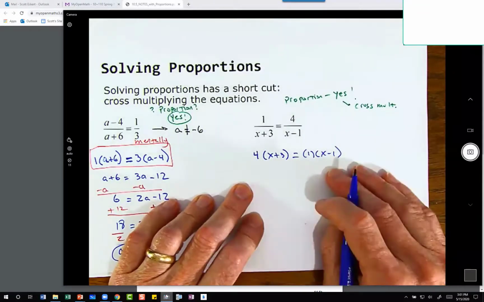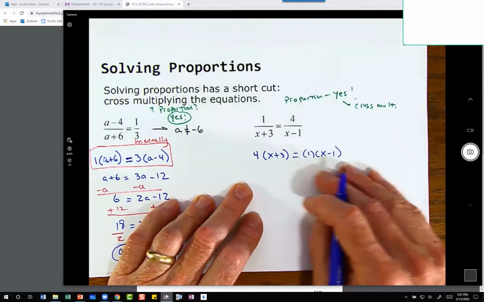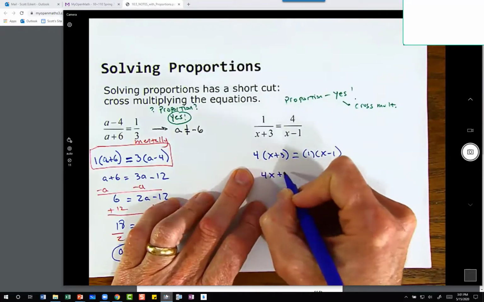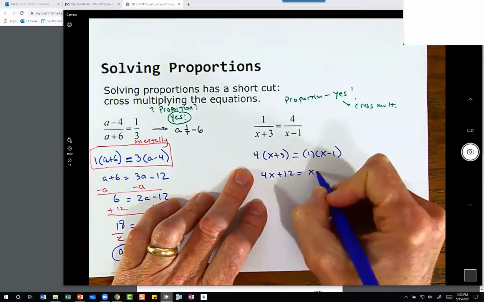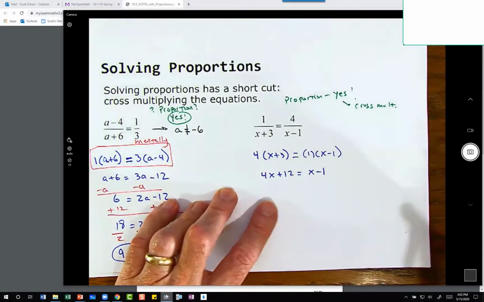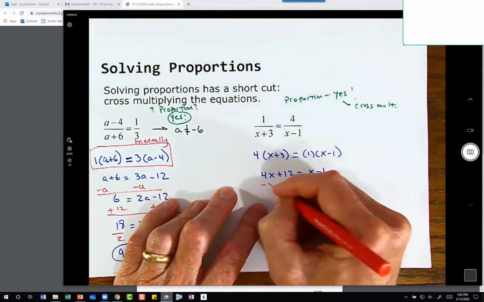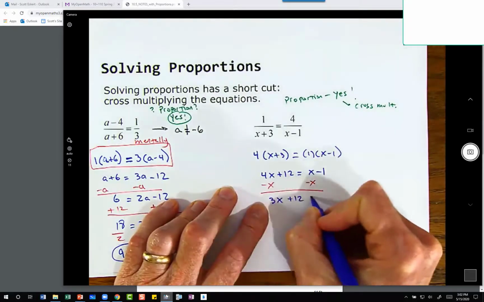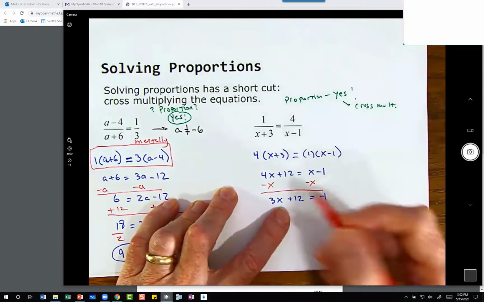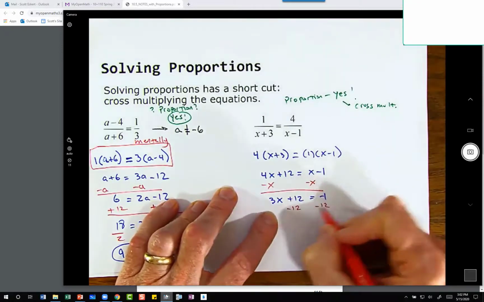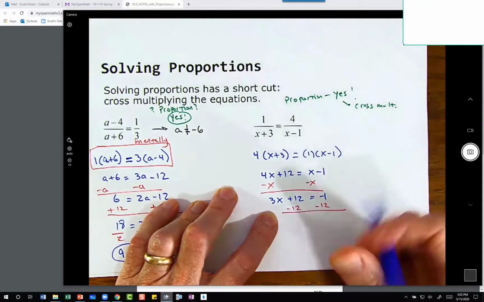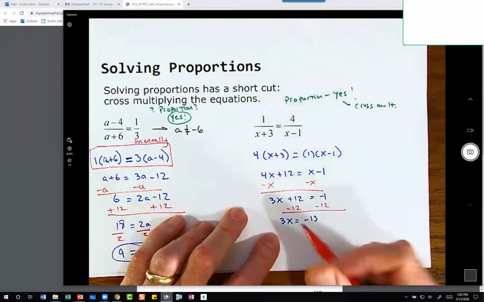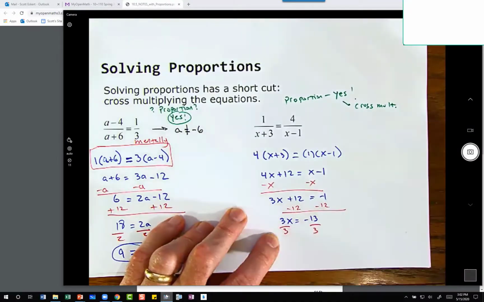Now, many of you can skip that because you can do that in your head, and I'm okay if you do skip it. You should have 4x plus 12 equals x minus 1. And then we can solve. Let's get all the x's on one side, and then let's minus the 12 on the other side. And then we can divide by 3. We've got x by itself.